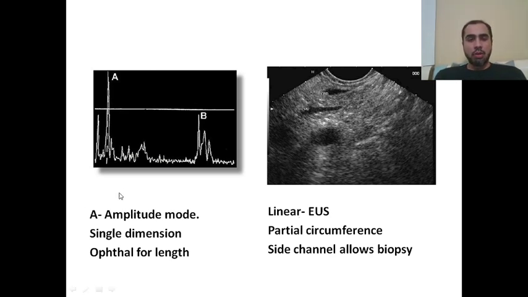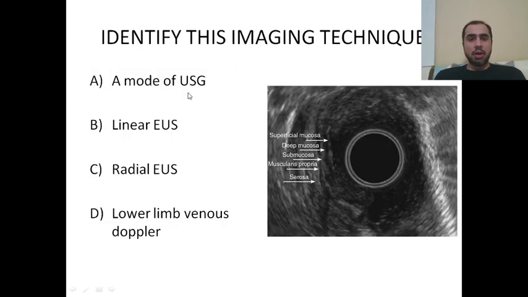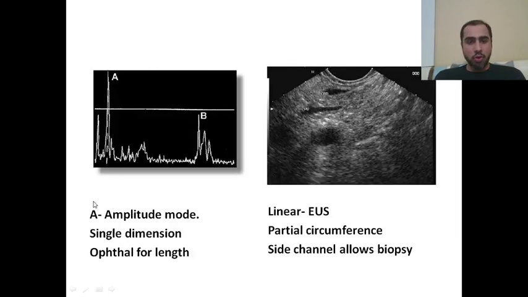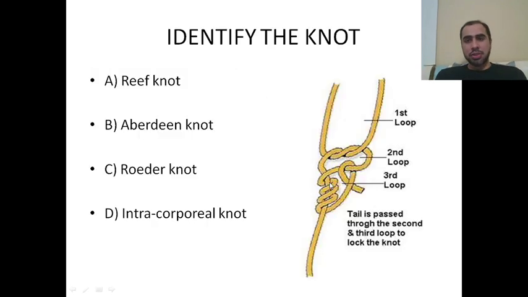The A mode, which I asked, is the amplitude mode. Remember, ultrasound has A mode, B mode, M mode. A mode is the amplitude mode, which is a single dimension. It's not two dimensional like this, it's a single dimension, and it is mainly used in ophthalmology for the length of the eyeball. B mode is brightness mode. That is a commonly used ultrasound mode. So that's about this image.